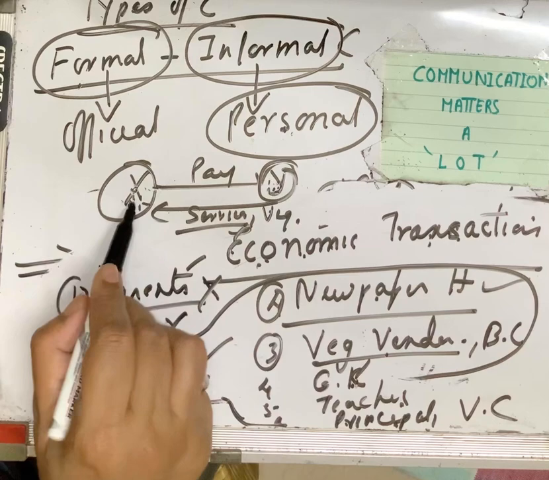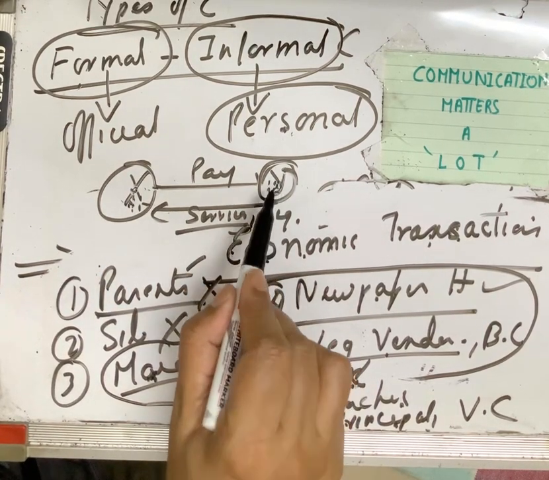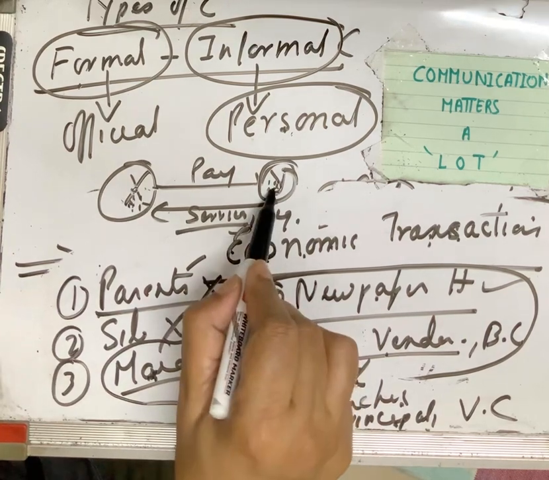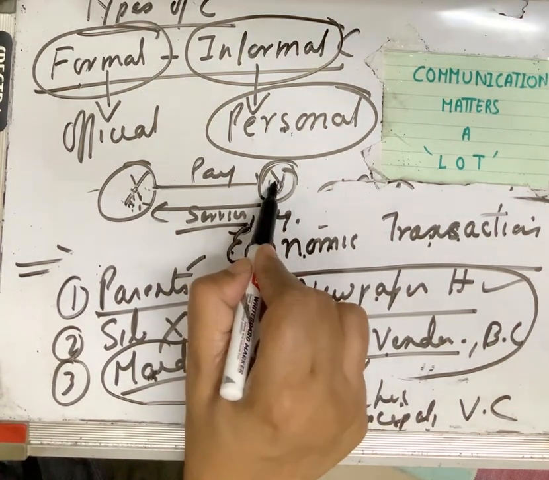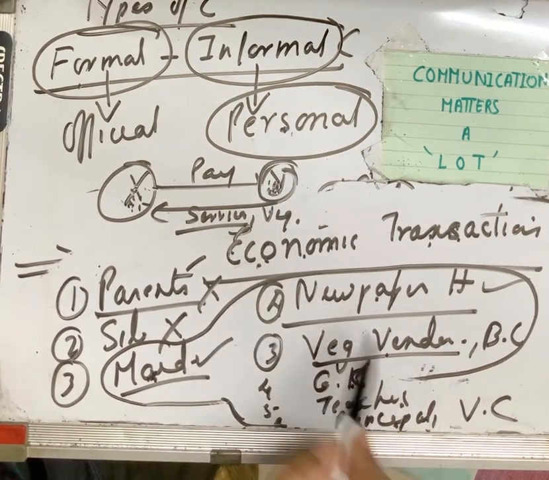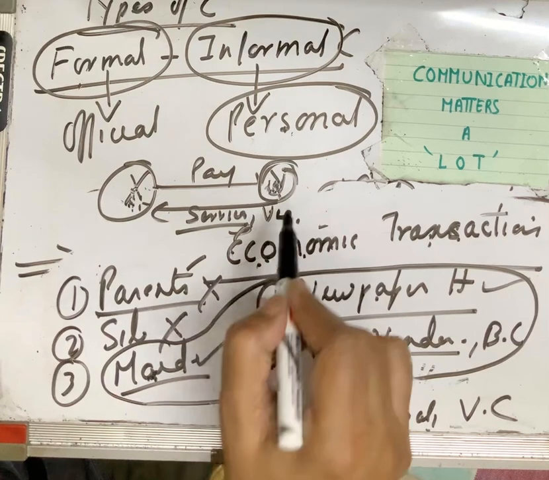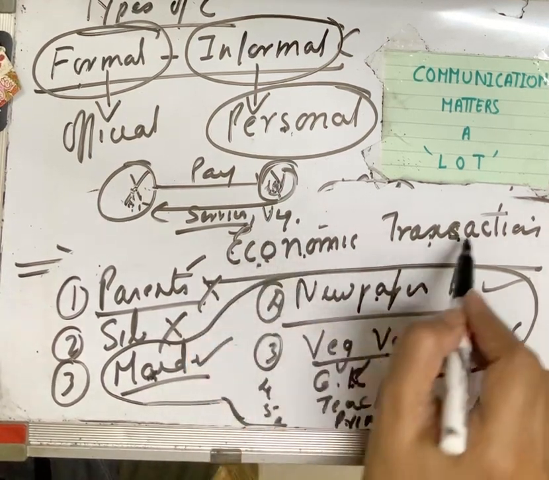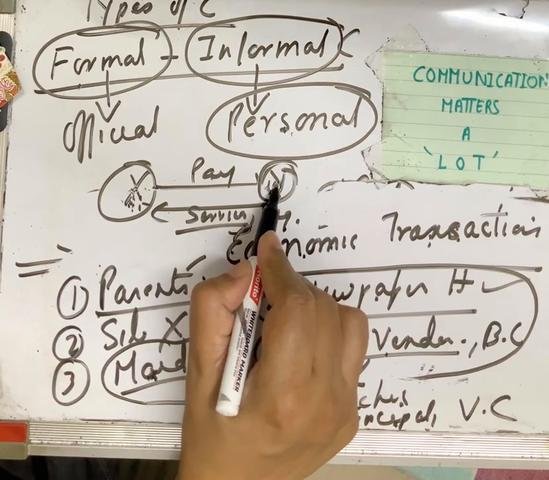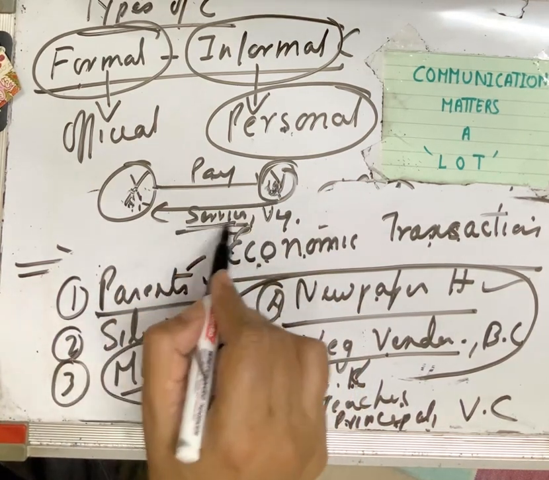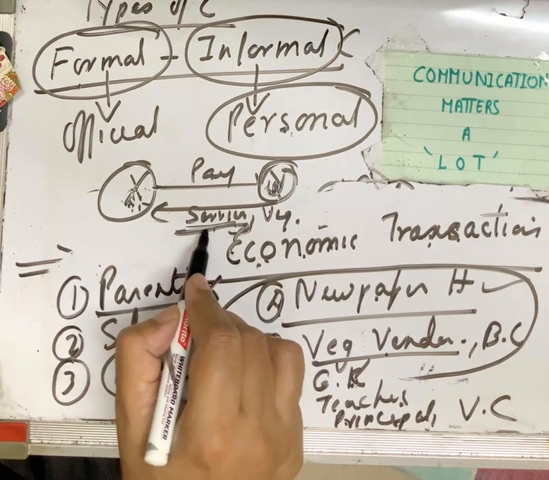These are all there: your newspaper hawker, your maid, your vegetable vendor, then your bus conductor, then your gatekeeper at the college, then your class teacher, your principal, and your VC. So all these relationships are based on economic transaction. You pay and your bus conductor gives you a ticket and allows you to travel in the bus. He gives you the services of transport.